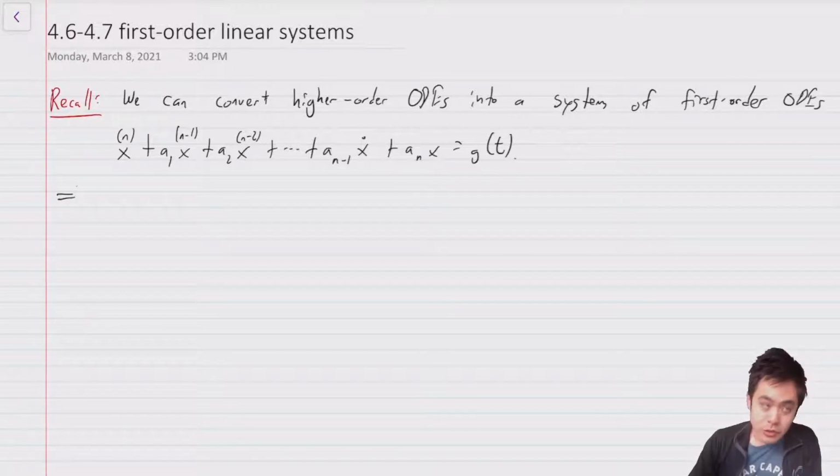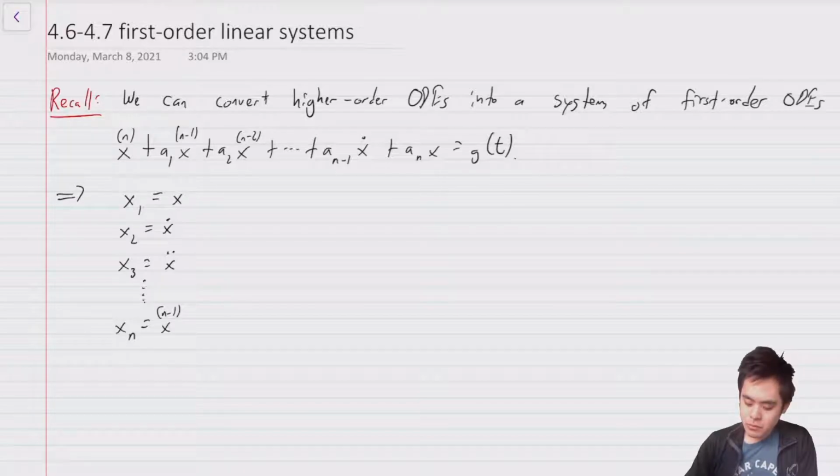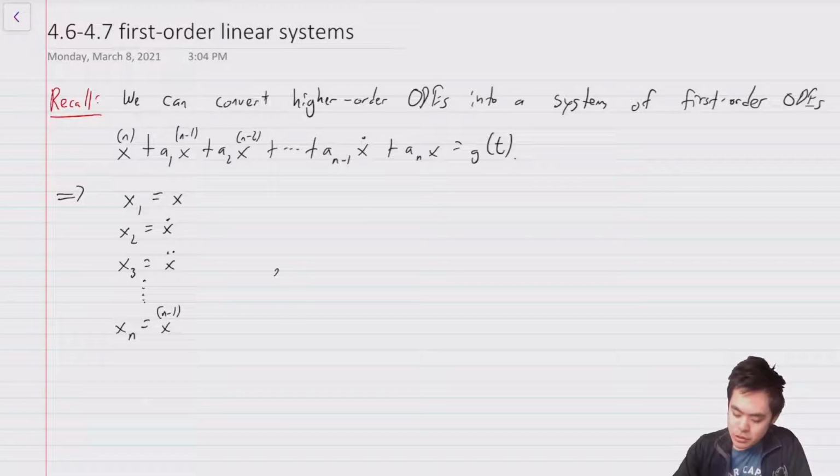Well, we can convert it by just setting a new set of variables. x1 is going to be equal to x, x2 is going to be equal to x dot, x3 is going to be equal to x double dot, and so on through xn, which is going to be equal to the (n-1)th derivative of x. And once you do this, you get a new system of n first-order linear equations.